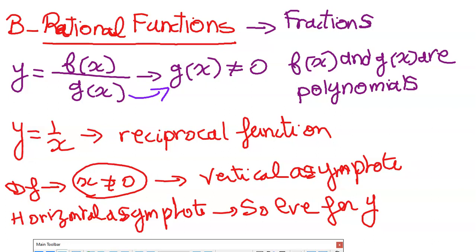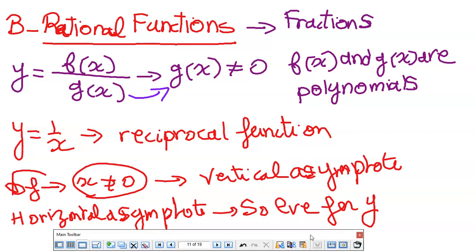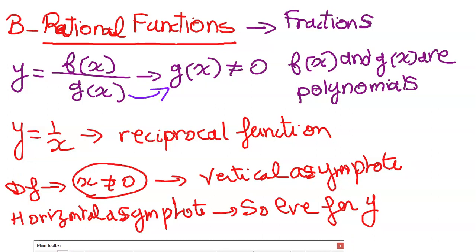It's y is equal to 1 over x. If I look at this function 1 over x, when I want to find the domain of definition, the domain of a fraction is defined when the denominator is not equal to 0. So what is my denominator here? It's x. I say x is not equal to 0. What does it mean x is not equal to 0? It means if I replace x by 0, can I have a value of y for it?